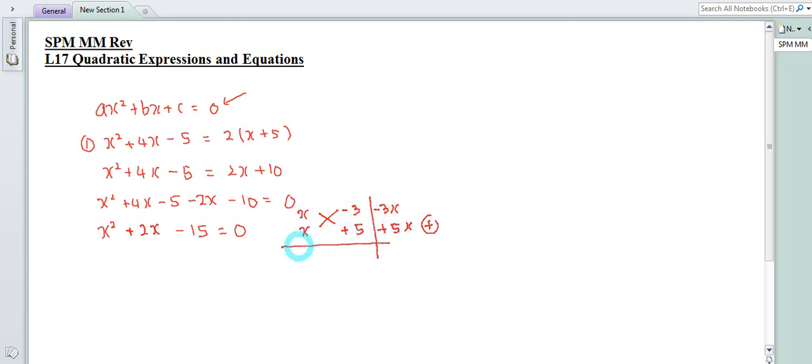Okay, so x times x, you get x squared. So negative 3 times 5, you get negative 15. Okay, you see x squared, negative 15. Okay, correct. These two you add up together, you get positive 2x. Okay, all correct. Okay, now you can write this quadratic equation in this way.